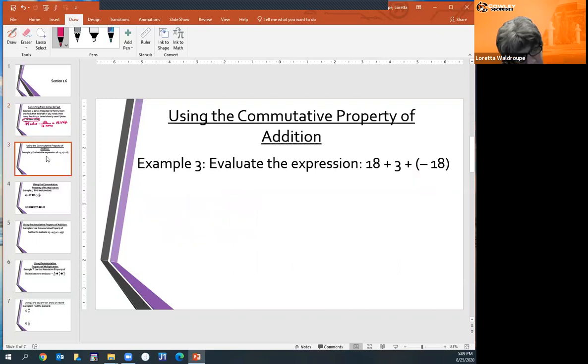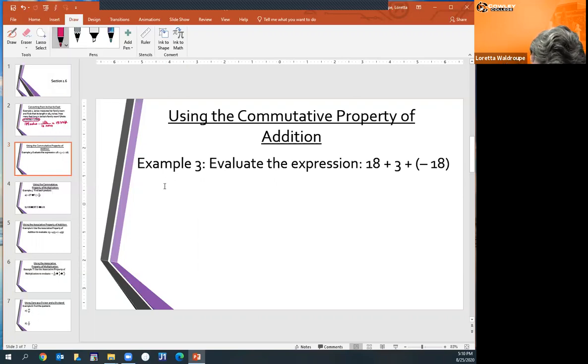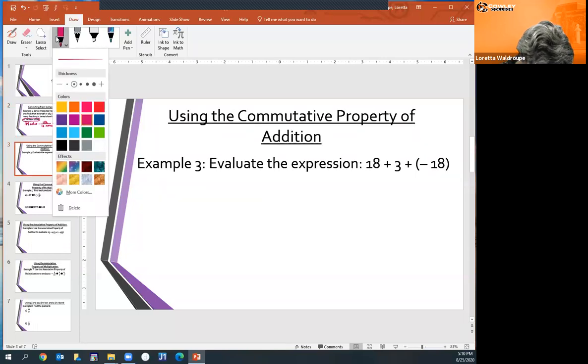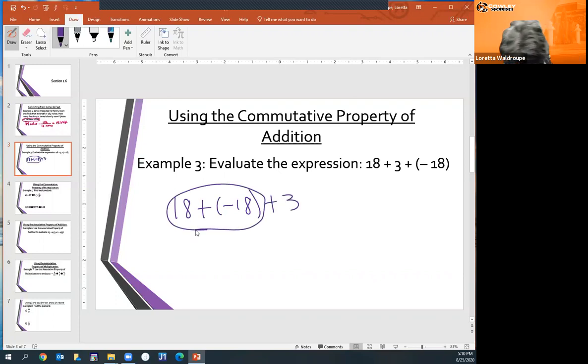Okay, the commutative property of addition just says I can combine numbers in any order. So I'm going to take the 18 and put it with the negative 18 and then put my plus 3. And what do we know 18 plus negative 18 does? Because they're opposites, they cancel, so I'm left with 3.